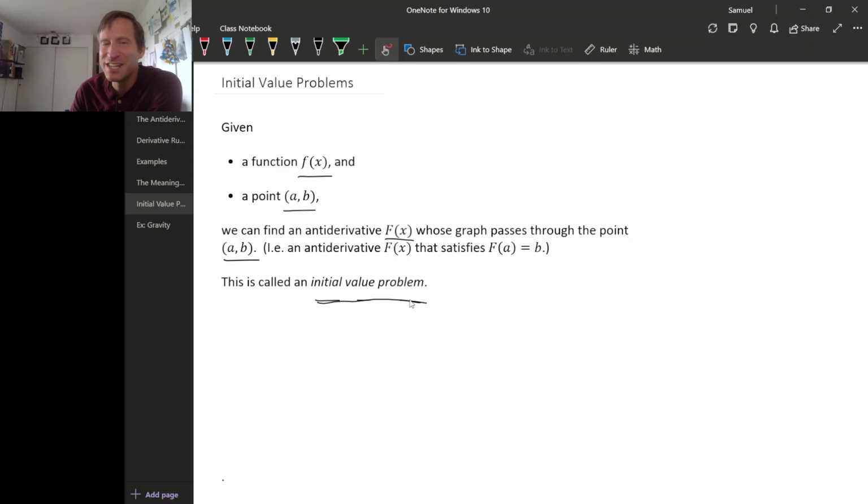Notice that it's called an initial value problem because we have this initial value, this point that we want to go through, but it's still called an initial value problem even if the x-coordinate of this point isn't 0. So it's slightly misleading because the initial value doesn't actually have to be at x equals 0, it could be anywhere. But the idea is always the same, right? If we have these two pieces of information and we want to find an antiderivative that goes through this point. So let's look at a couple examples.